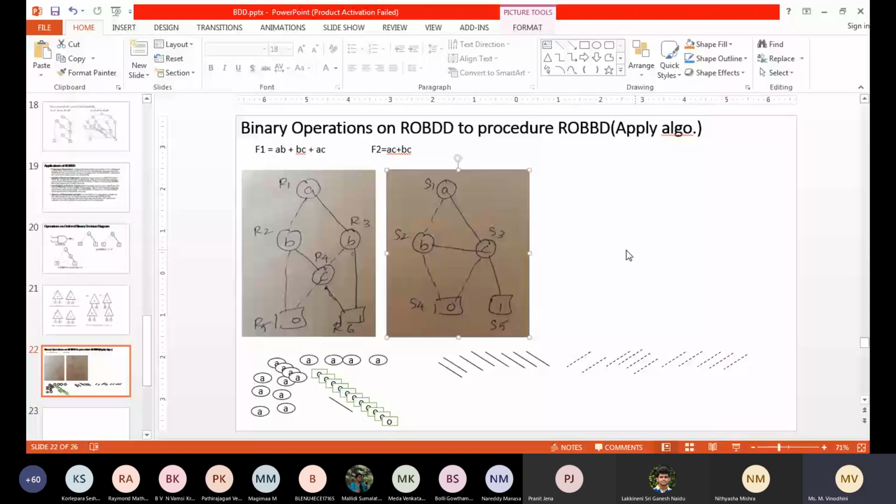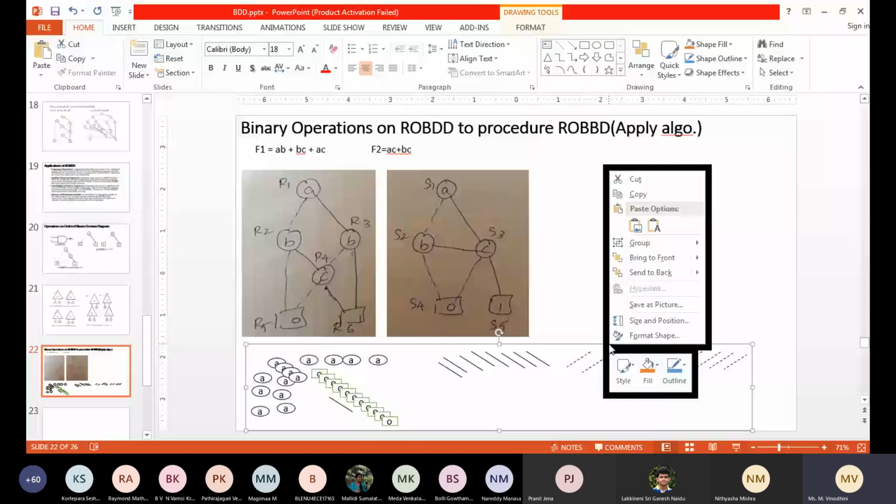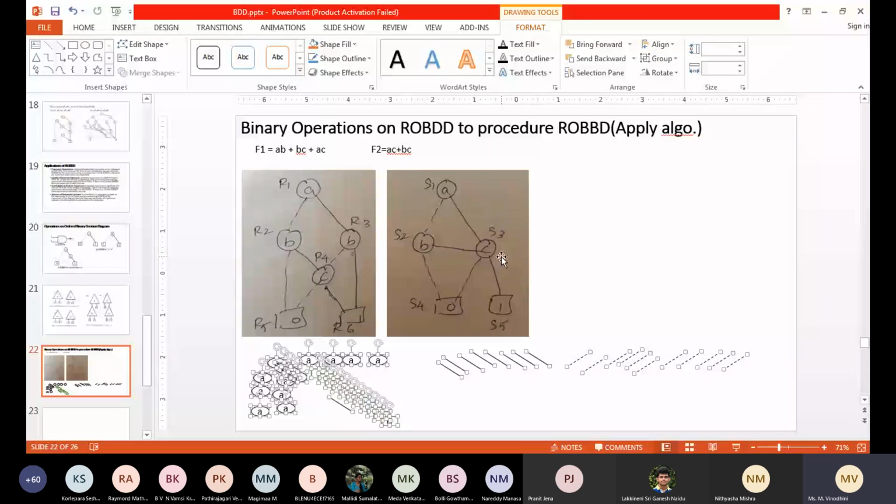Students, is it clear how we are assigning these variables? Please tell me, I'm moving on to the next step. Any doubts here? No, ma'am. So first, for the given functions, you have to draw the ROBDD. That is the first step. Second step, for each ROBDD, assign variables like this. Now I will explain the third step.